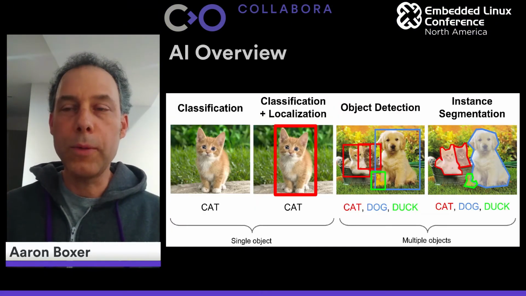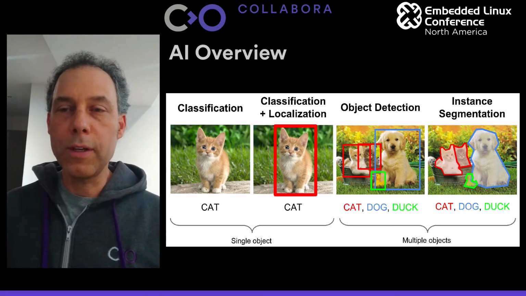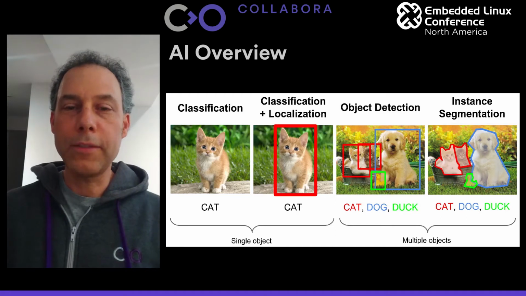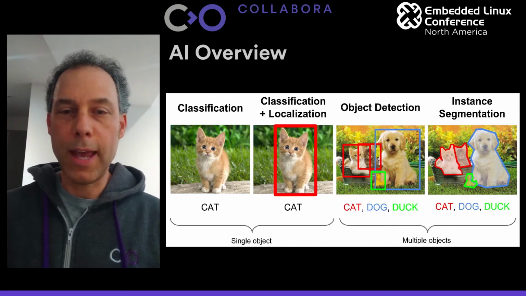So here in the slide we have 4 different tasks moving from left to right, from easy to more difficult. On the left we have classification, where we simply want to find the most important object in the image and classify that object. In this case it's a cat.